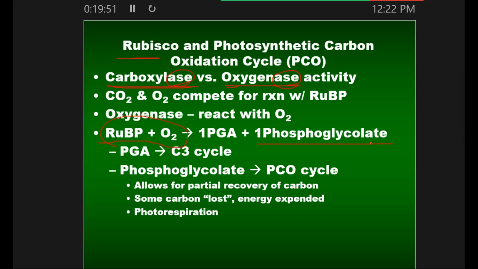Instead, it has to fit into a different cycle called the PCO cycle. And I'll show you that when it goes through the PCO cycle, this 2-carbon phosphoglycolate, the plant can end up getting something from it. It can gain a little bit from it, but it's still not the best situation. It's actually referred to, this PCO cycle, as photorespiration. So you're respiring right now. We're all doing it. And when we exhale, we're giving off CO2, right? It's lost to us. It's out of our body.